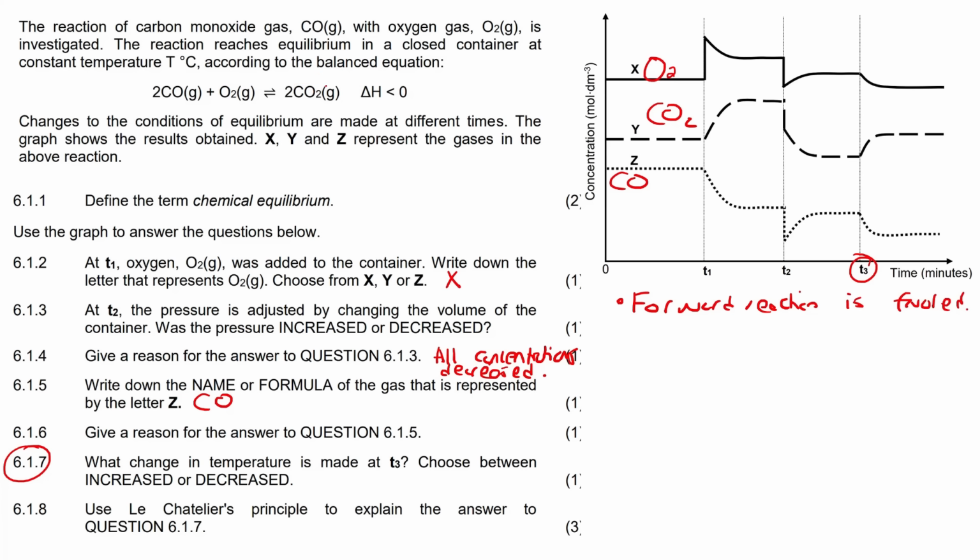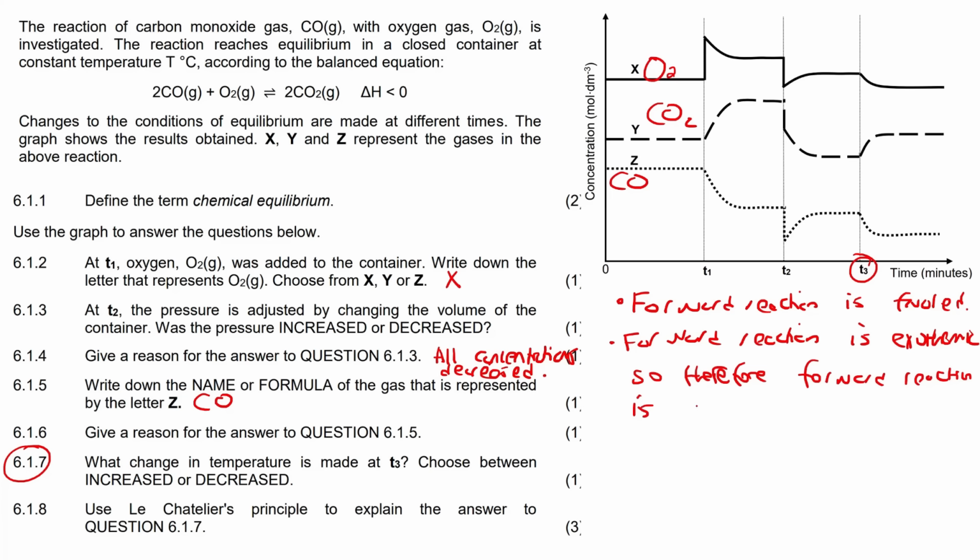Now, can you see that the forward reaction is exothermic? Remember, we can say that the forward reaction is exothermic. Why do I say that? The forward reaction is favored. We saw that from the graph. The forward reaction is exothermic. We saw that from the reaction. So what is the overall conclusion? The forward reaction is exothermic.